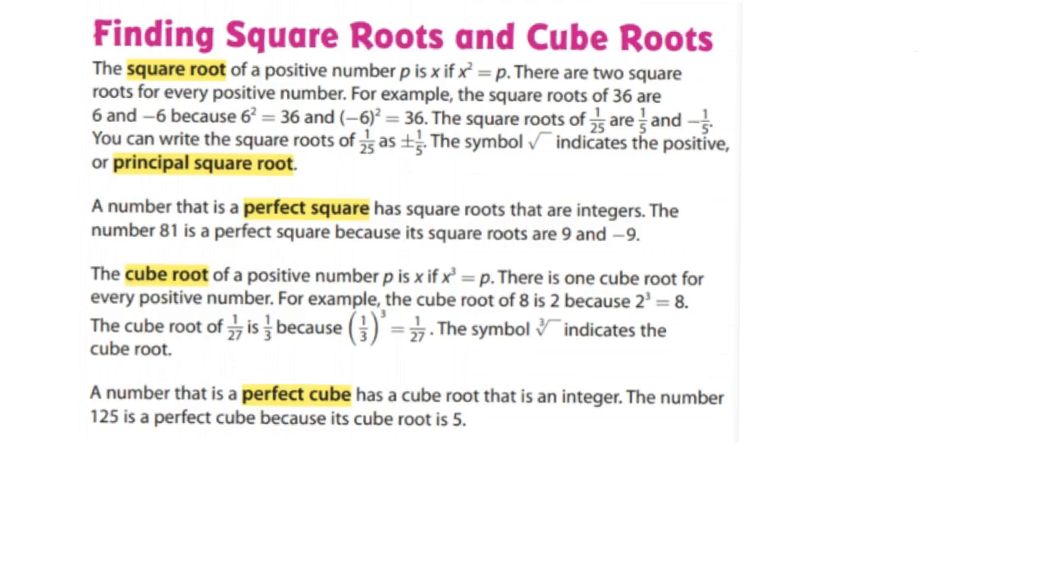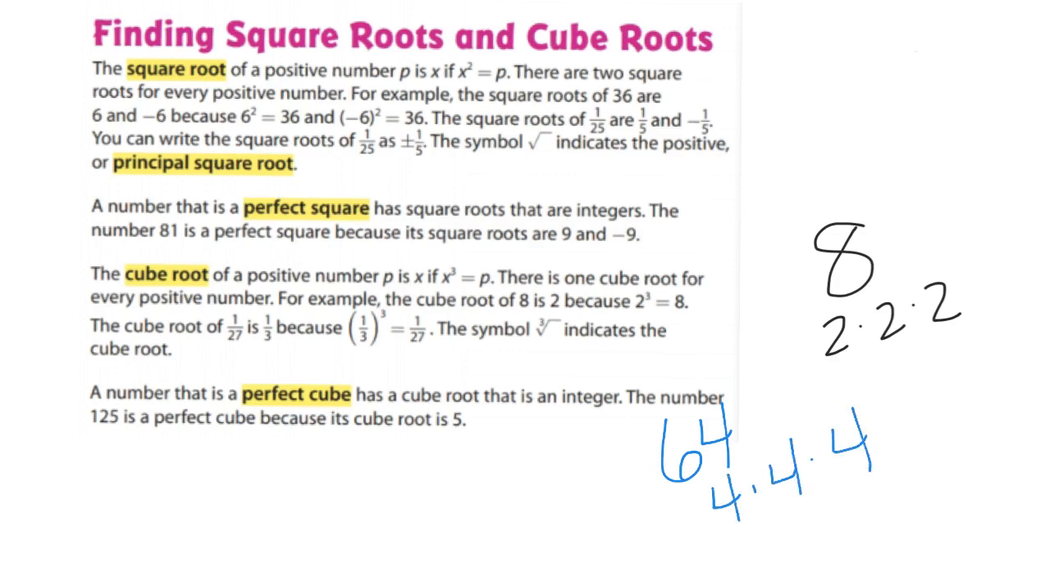So a perfect cube is a number such as 8, because 2 times 2 times 2 gives you 8. Remember, when you have a cube root, you want 3 numbers. Let's try another one. Let's try 64. 64 is a perfect cube because that's 4 times 4 times 4. 4 times 4 is 16. 16 times 4 is 64.